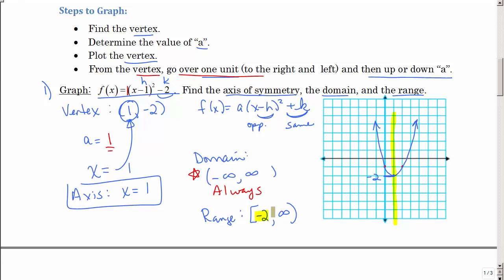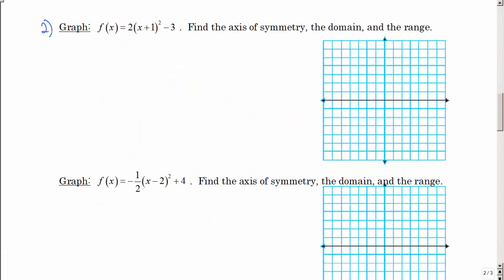This -2 is the y value of your vertex. Range is the y value, so there's that relationship. So let's look at this second example. What's the vertex?